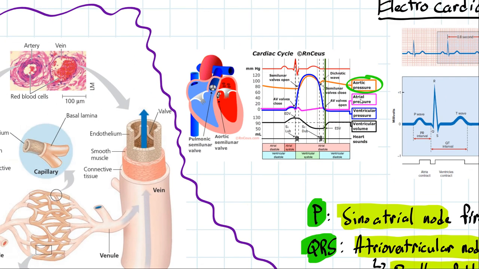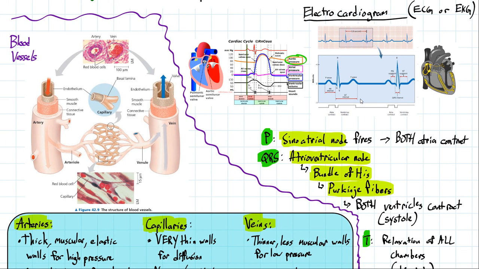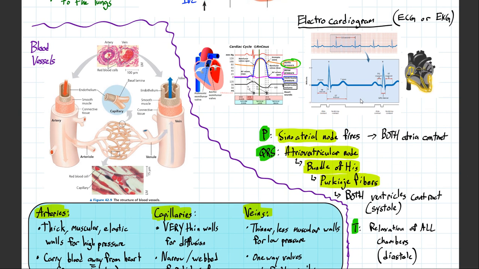So for EKG or ECG, we have these features, P, Q, R, S, and T. You should know what their features are. You should know the structures in the heart, the sinoatrial node, the atrioventricular node, the bundle of His, and the Purkinje fibers. All of those different structures you'll need to be able to identify the purpose of and find and label in a diagram.